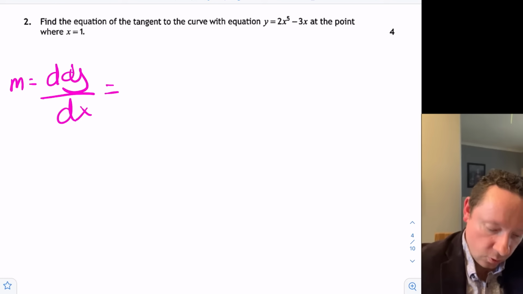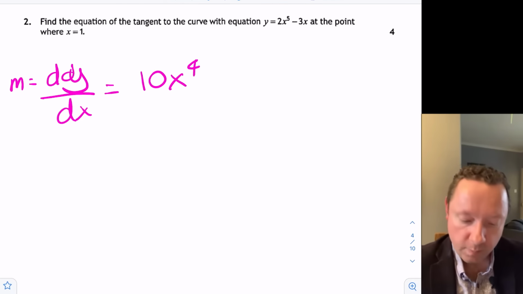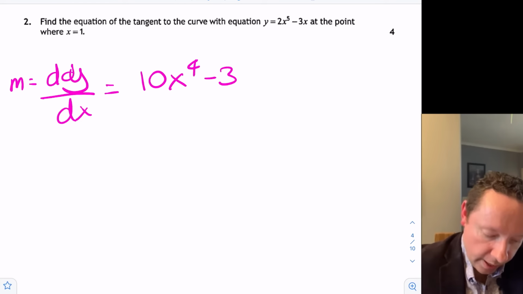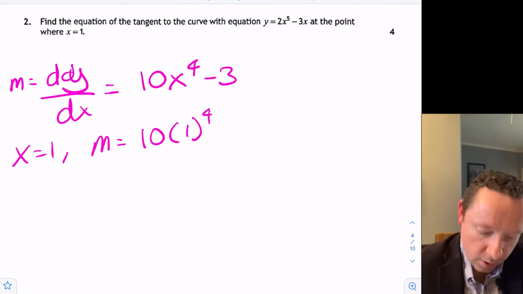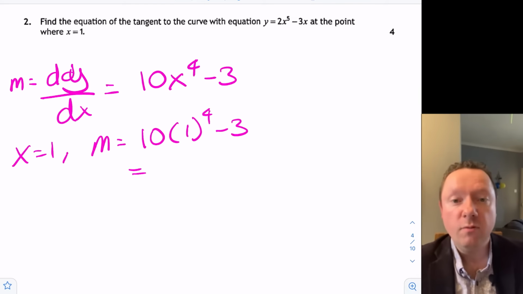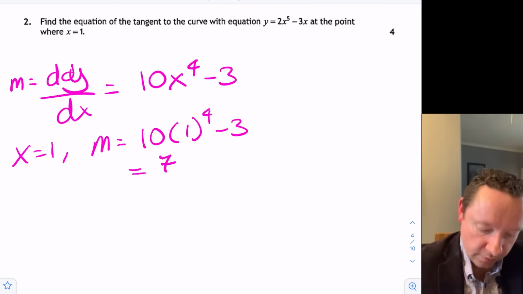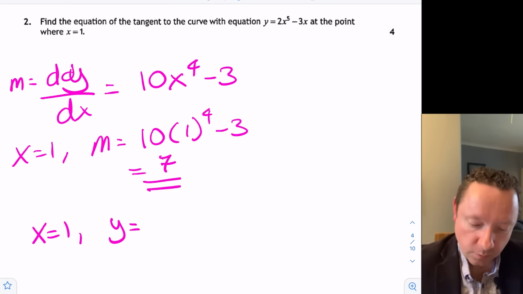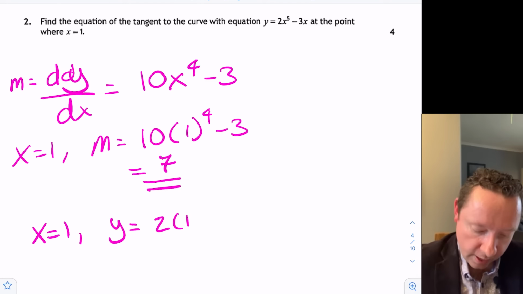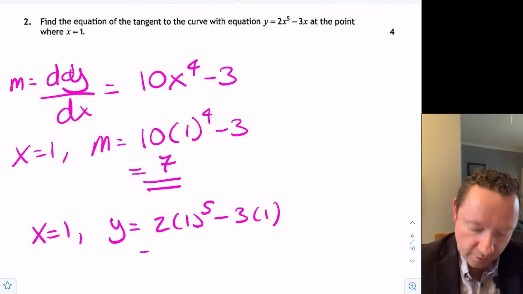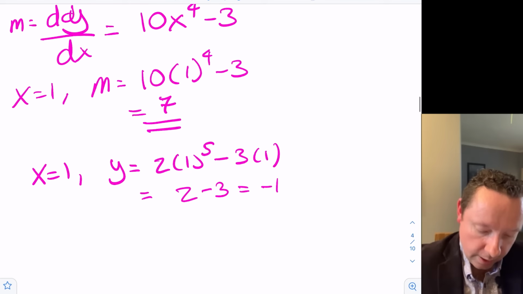That is 5 times 2 is 10, x to the 4, taking away 1 from the power, and minus 3. So at x equal to 1, our gradient equals 10 times 1 to the power of 4 minus 3. 1 to the power of 4 is just 1, so that's just 10 minus 3, which is 7. Now we need a point. So when x equals 1, y equals, I substitute it in, 2 times 1 to the 5 minus 3 times 1. Remember, use a calculator anytime you want, but that's 2, take away 3, which is minus 1. So our point is (1, -1), and our gradient is 7.